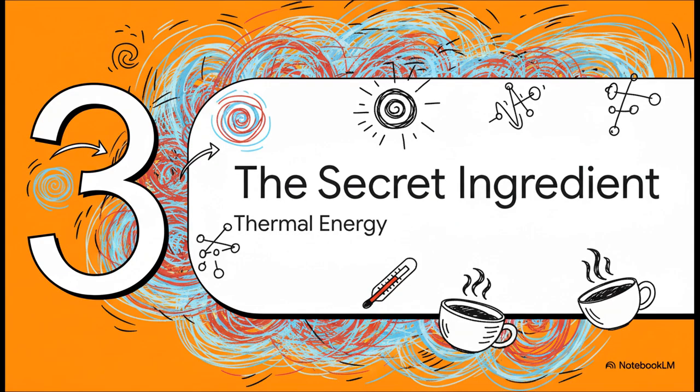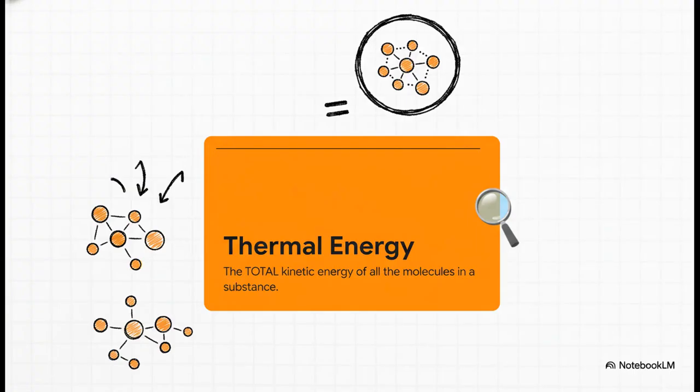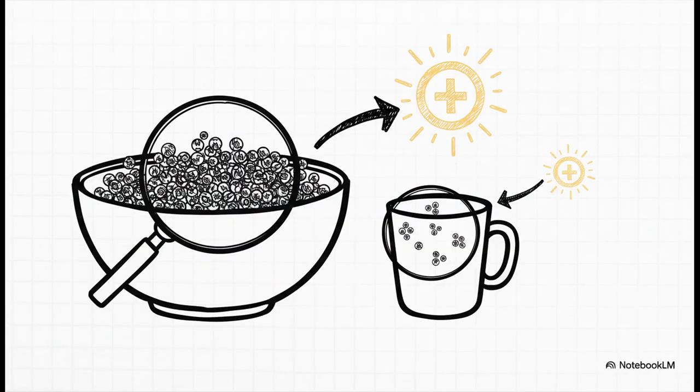It's time to introduce the real secret ingredient to solving this mystery: thermal energy. And here it is, the key difference. If temperature is the average, thermal energy is the total. It's not about the speed of one typical molecule anymore, it's the grand total, the sum of all the energy from every single molecule in that soup, all added up together. It's simple, really. Your big bowl just has more soup in it than the small mug, and more soup means more molecules. Since thermal energy is the total energy of all those molecules, well, more molecules means you've got way more total thermal energy. Simple as that.